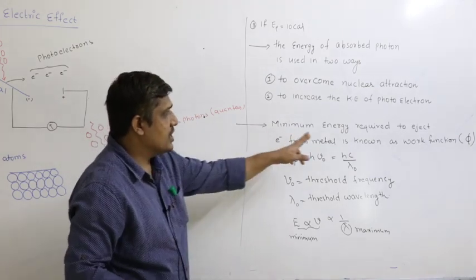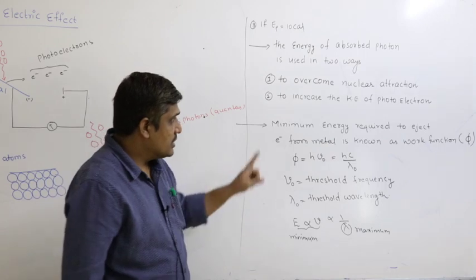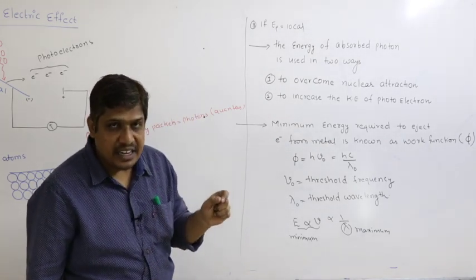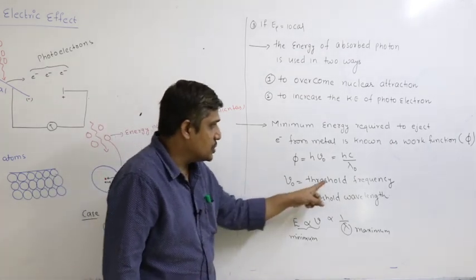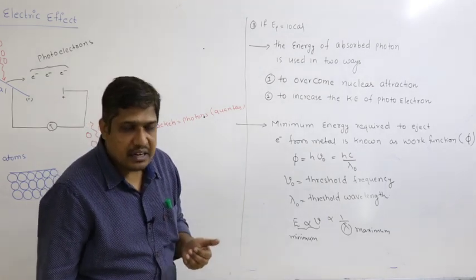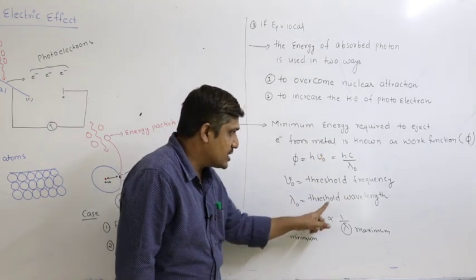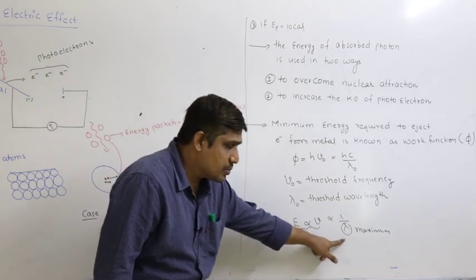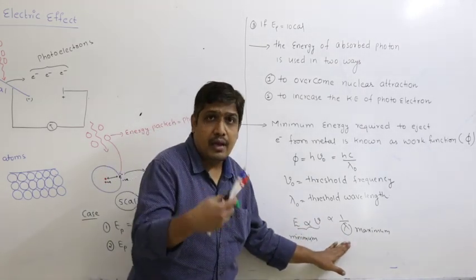The minimum energy required to eject an electron from the metal is known as work function. The minimum frequency which the incident radiation must possess to eject the electron is the threshold frequency. The maximum wavelength which the incident radiation must possess to eject the electron, we call threshold wavelength, because energy is inversely proportional to wavelength. If energy is minimum, then the wavelength should be maximum.